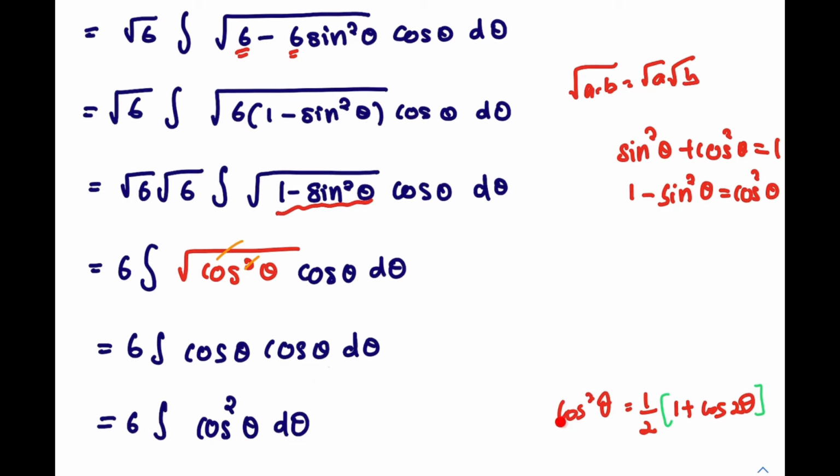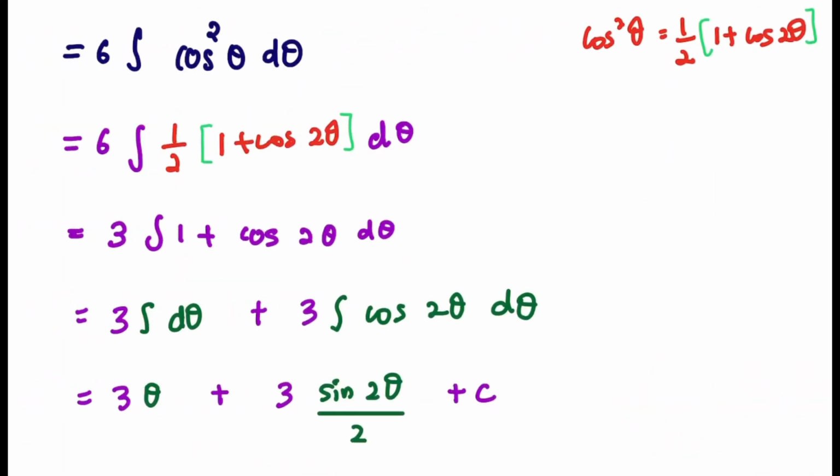We have the trigonometric identity here: cos squared is equal to half in brackets 1 plus cos 2 theta. We have learned this in the previous chapter. So let's substitute this here. Half is a constant, so let's put it outside. So you have 3, and then you are left with the integral of this function here, 1 plus cos 2 theta d theta.